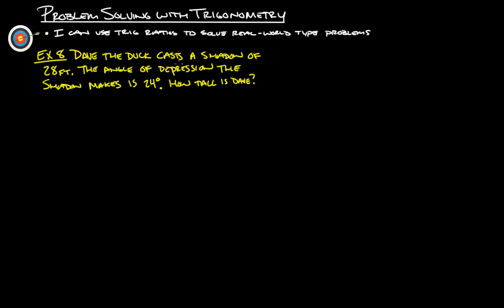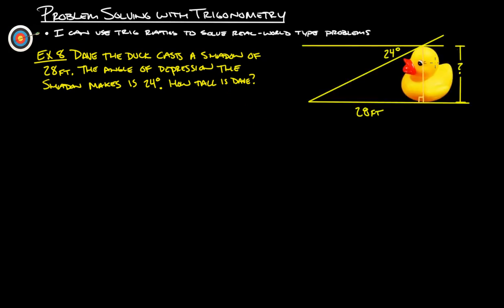Let's take a look at an example. Example 8, Dave the duck casts a shadow of 28 feet. The angle of depression the shadow makes is 24 degrees. How tall is Dave? So let's draw ourselves a little picture here. We know that this is 24. This is horizontal. This is also horizontal. So back from your geometry days, we have two parallel lines, alternate interior angles. This here is also going to be 24 degrees. So this angle of depression is actually going to be the same as this angle of elevation looking back up to the top of it.